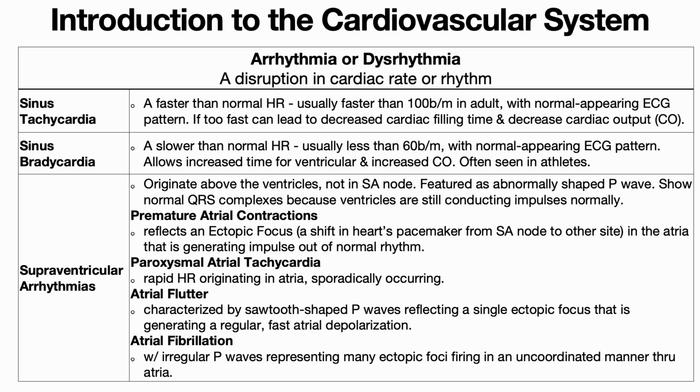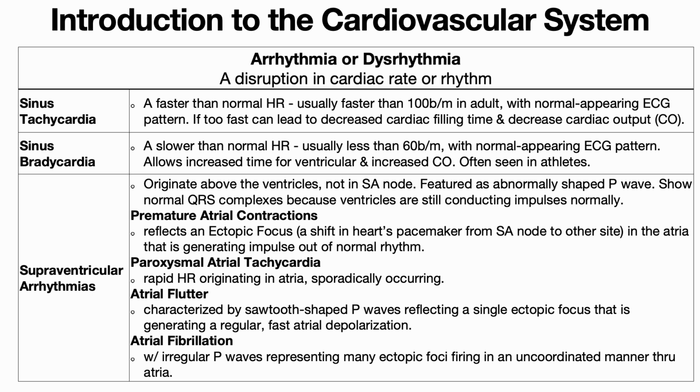Then the sinus bradycardia. This is a slower than normal heart rate, usually less than 60 beats per minute with a normal appearing ECG pattern. This allows increased time for ventricular filling and increased cardiac output and is often seen in athletes. So usually athletes, they have slower than normal heart rate.